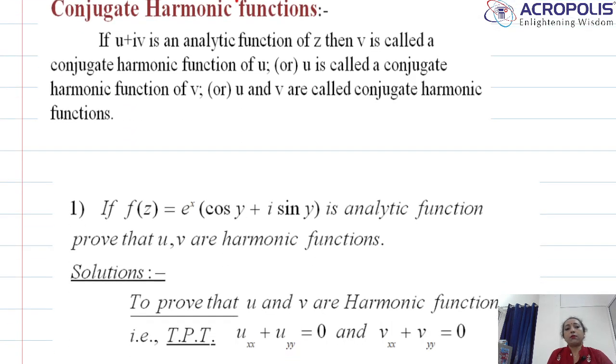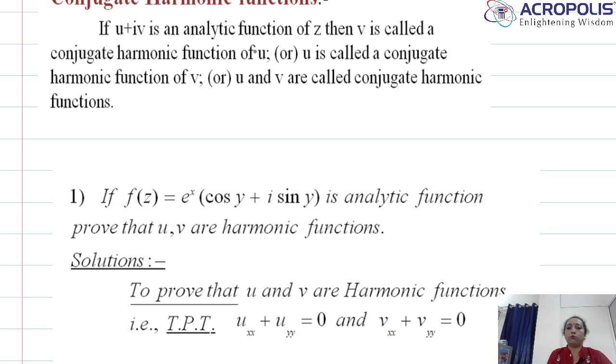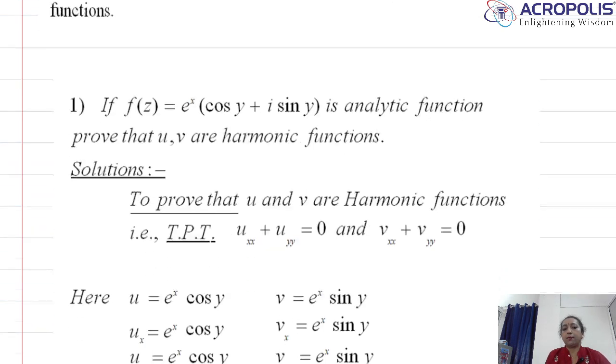Now, the second definition is conjugate harmonic functions. If u plus iv is an analytic function of z, then v is called a conjugate harmonic function of u, or else we can say u is called a conjugate harmonic function of v, or we can say u and v are called conjugate harmonic functions. Now we will proceed with an example.